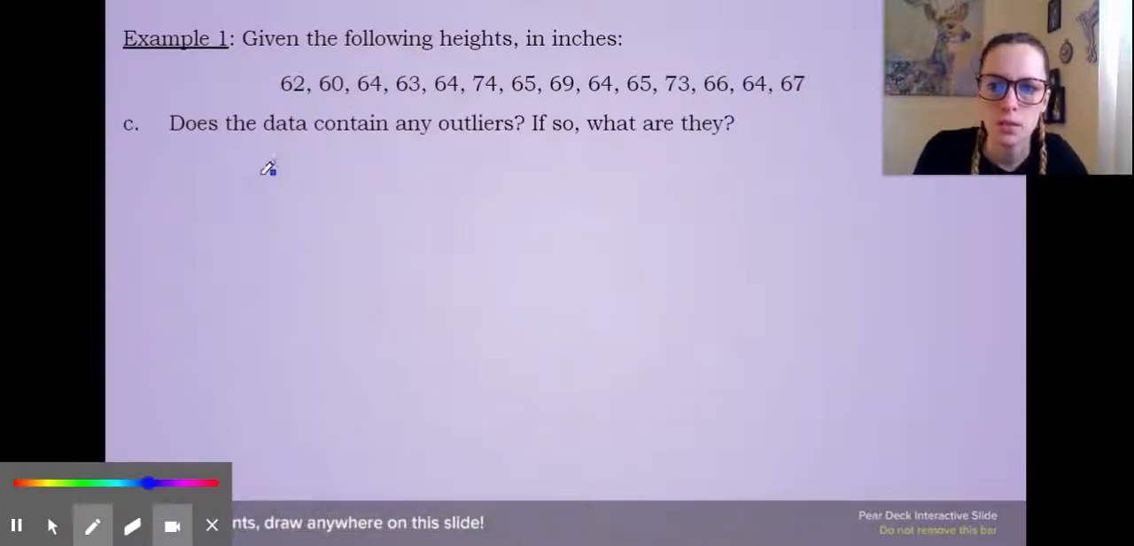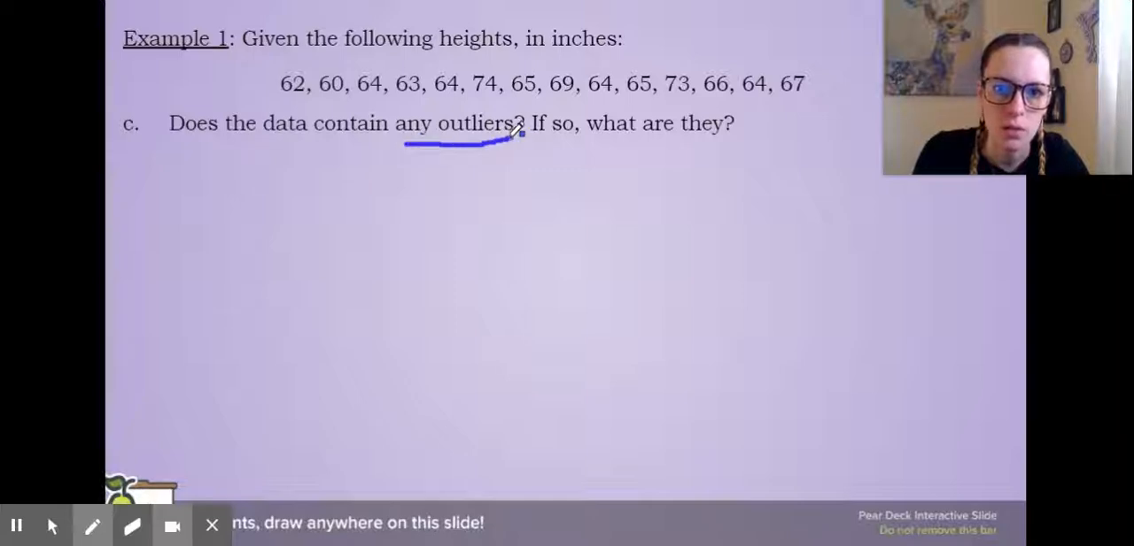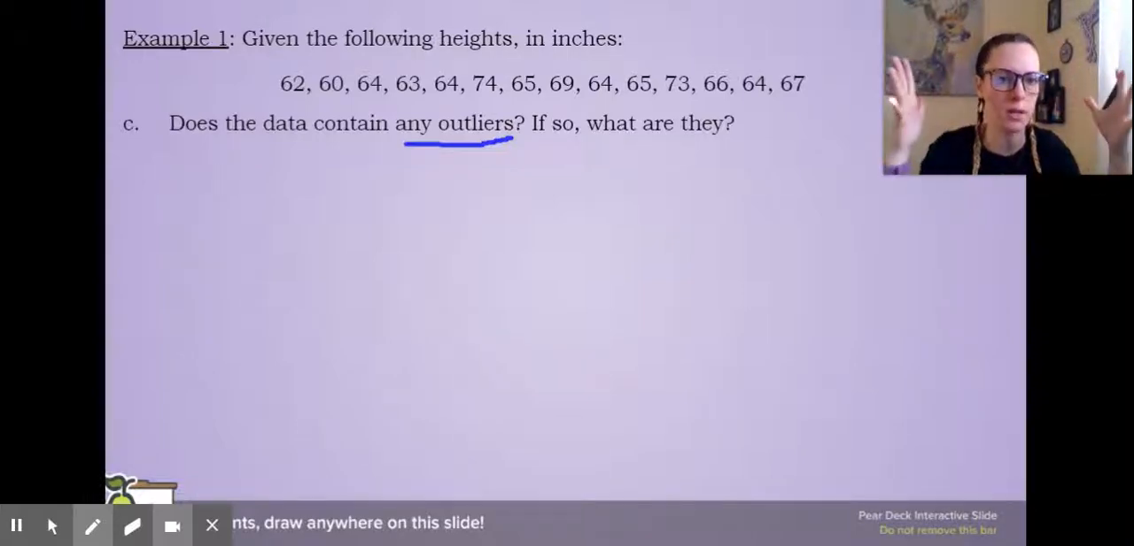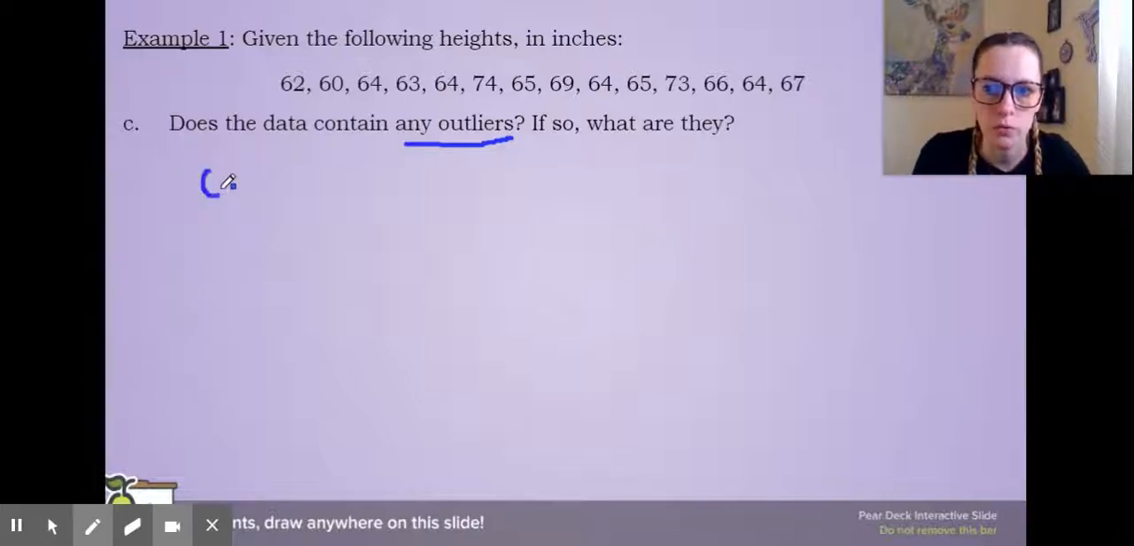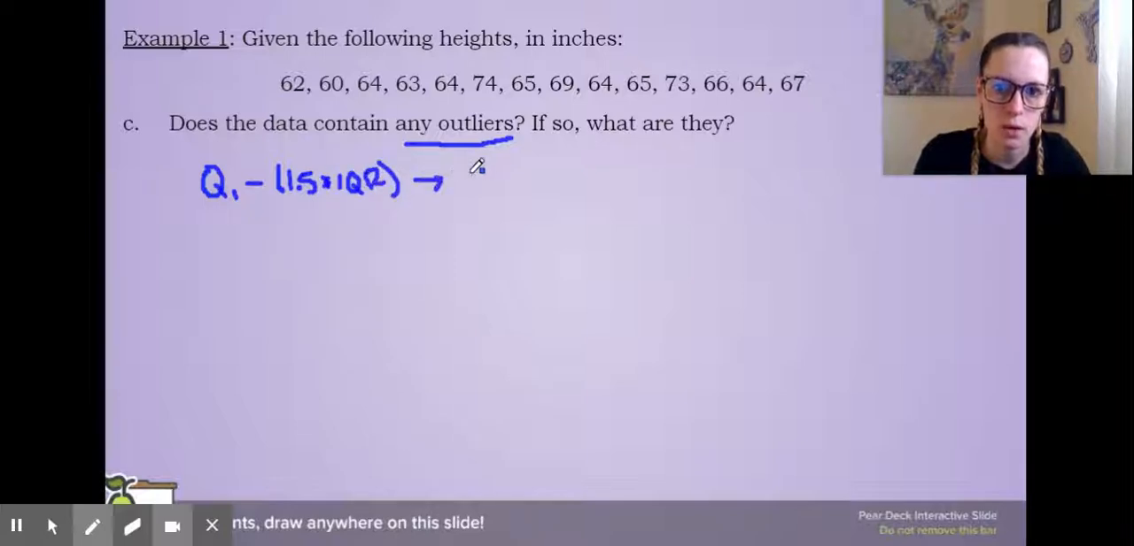All right, part C, does the data contain any outliers? And if so, what are they? So we've talked about outliers before. We're taking our IQR, remember, and expanding it to a wider range. And anything outside of that range is an outlier. So I'm going to go from my lower quartile and make it even smaller by subtracting 1.5 times the IQR through to my upper quartile plus 1.5 times that IQR.